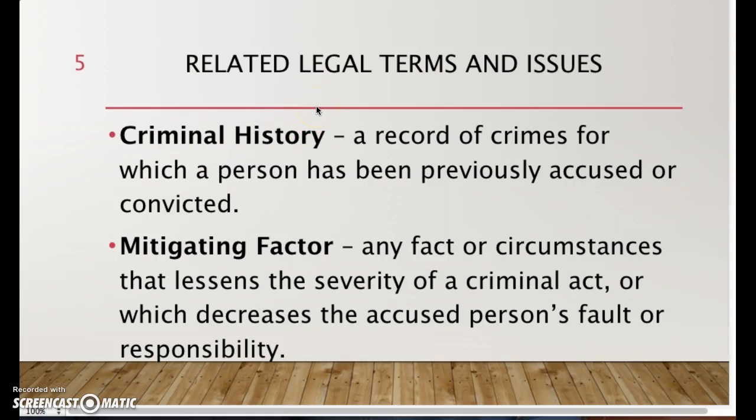So next we're going to talk about some legal terms that also pop up when we're talking about these topics. Criminal history is a record of crimes for which a person has been previously accused or convicted. So again, we can take into consideration criminal history, which could be an aggravating circumstance. Mitigating factors are any factor or circumstance that lessens the severity of a crime or which decreases the accused person's fault or responsibility. So we could look at mitigating and aggravating factors that might come into play in terms of better understanding how people should be punished. All right, so you can take a look at those.